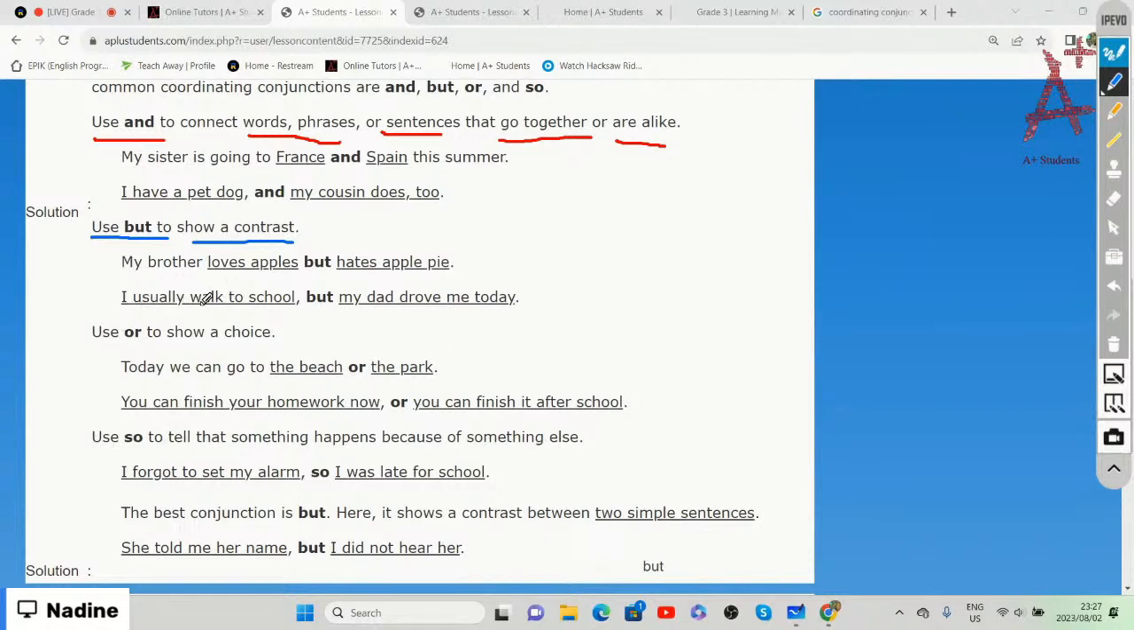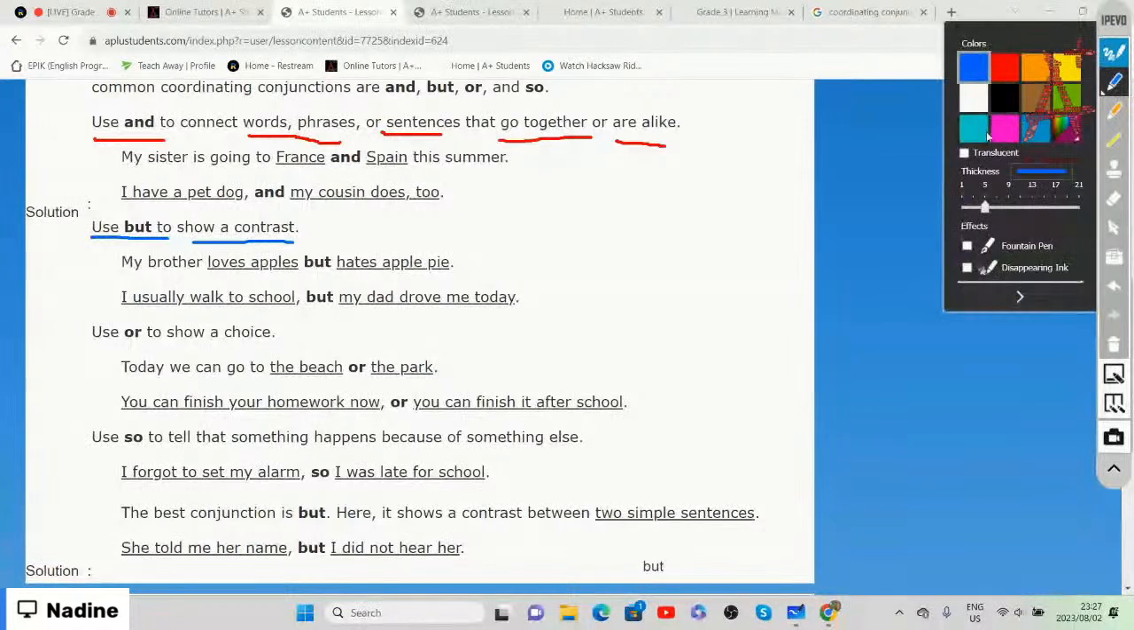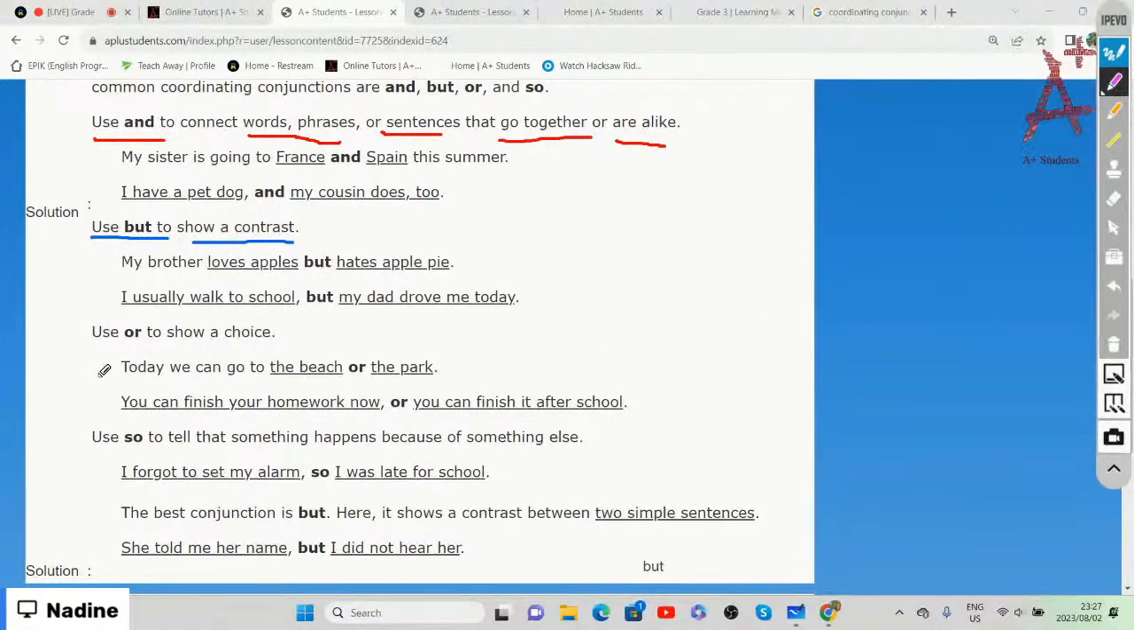I usually walk to school, but my dad drove me today, right? So as much as I walk, my dad drove me. So but is the coordinating conjunction that connects those two sentences. Then we use or. We use or to show a choice, right? So it's either this or that.